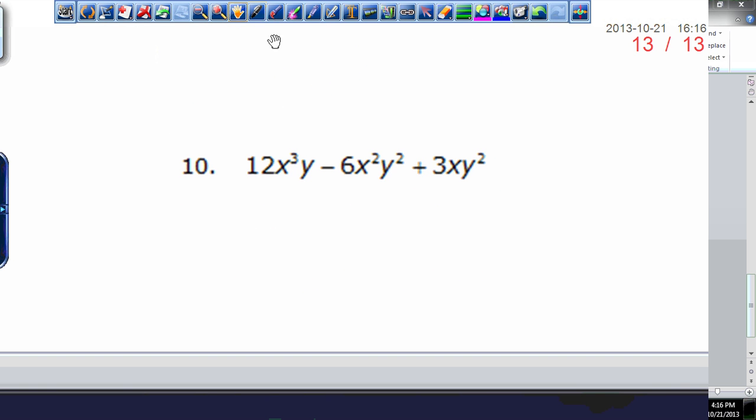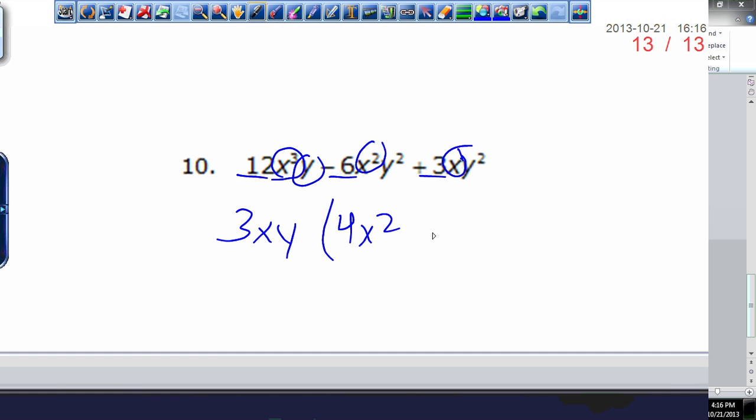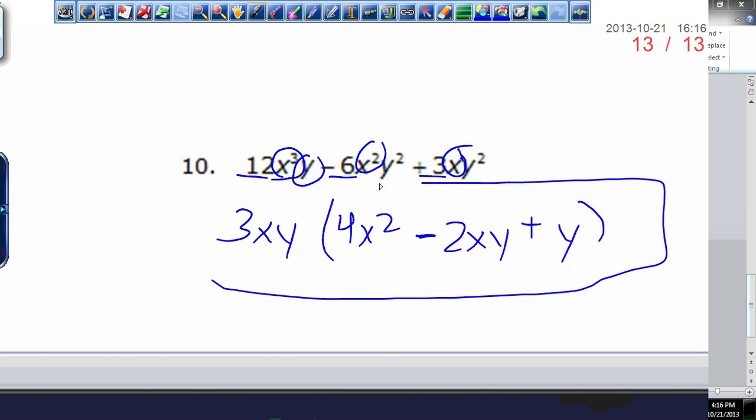And then last one, even though we got 3 terms, it works the same way. They're all divisible by 3. They all have an x, but let's look at the degree there. The smallest one is x. Y's, the smallest one again is y. I'm done. So 3 times 4 makes 12, 4. Need an x squared. Already got the y there. Minus 2. Need an x and a y plus y. Boom.